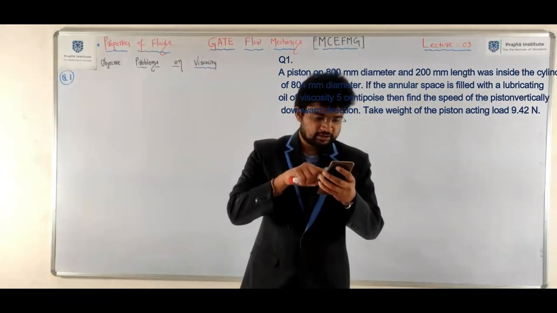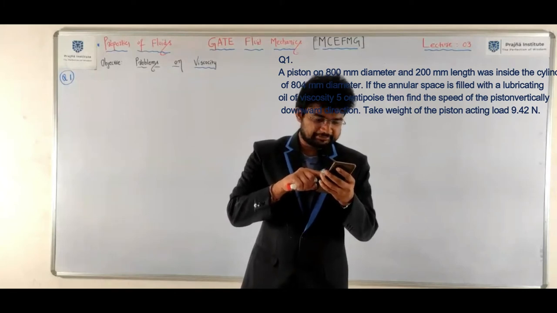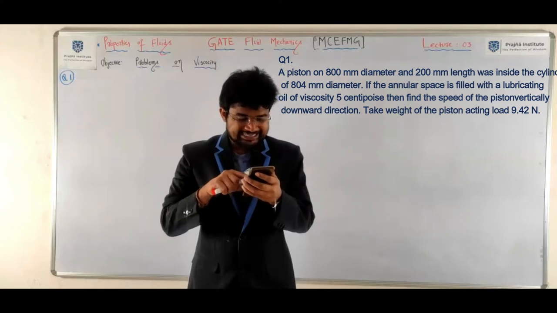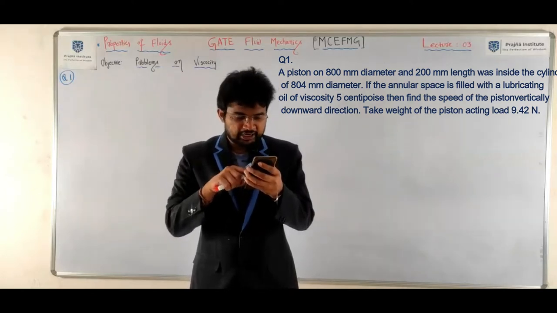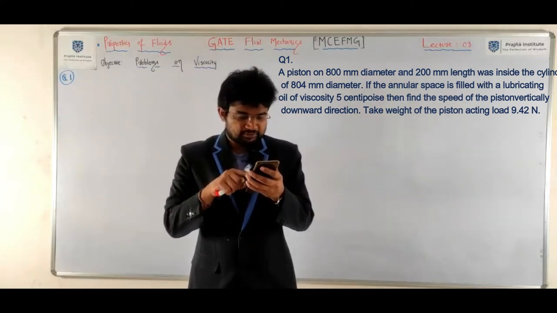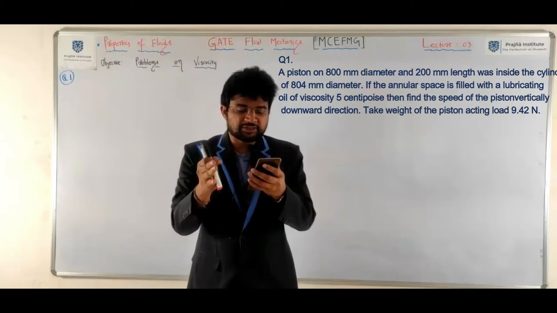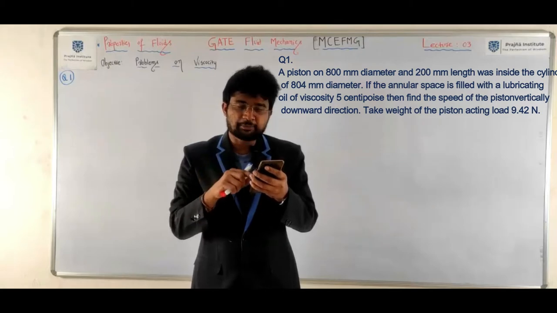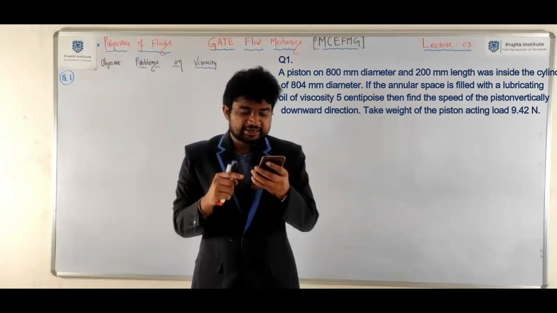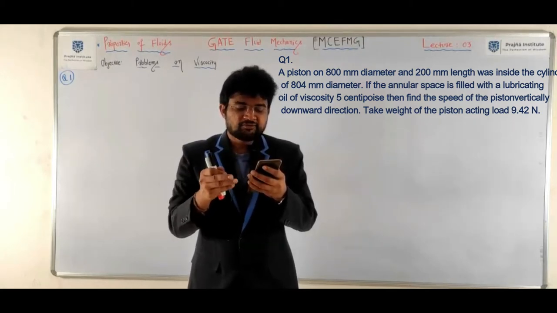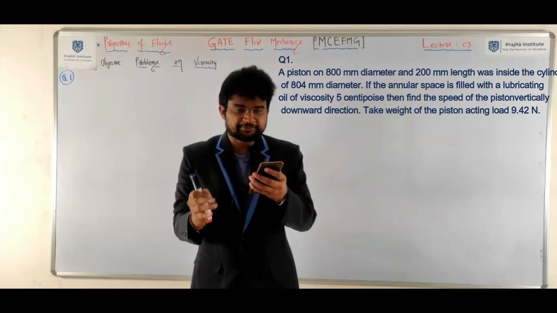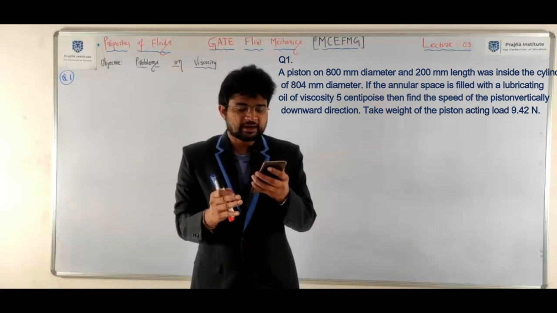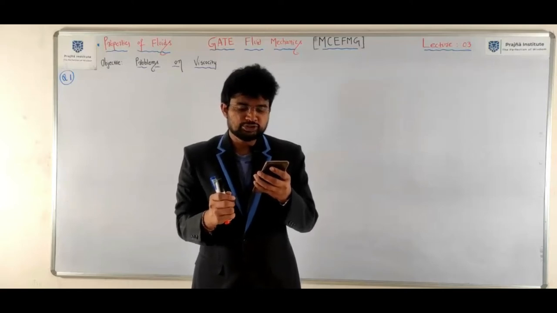A piston of 800 mm diameter and 200 mm length was inside the cylinder of 804 mm diameter. If the annular space is filled with a surrounding oil of viscosity 5 centipoise, then find the speed of the piston in the vertically downward direction. Take the weight of the piston acting as 9.42 newton.